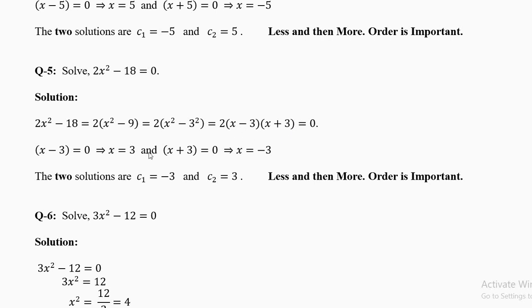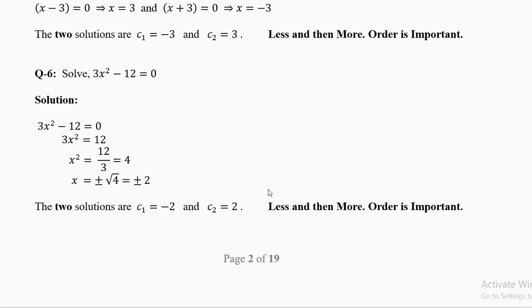So first time x − 3 = 0, you'll get x = 3. Second time x + 3 = 0, and it will correspond to x = −3. So the two solutions are −3 and +3 respectively. Write it in the correct order.